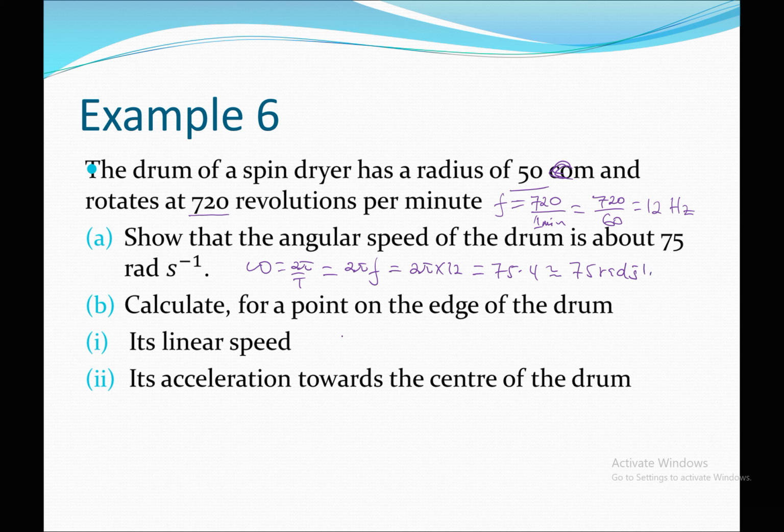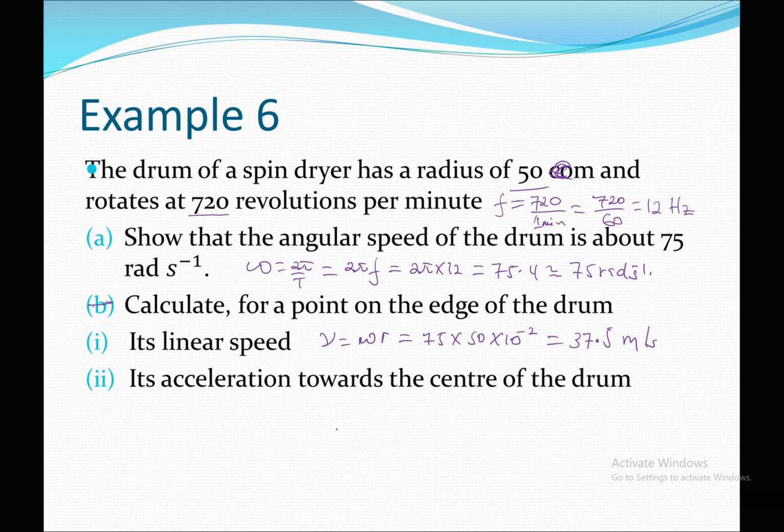Then calculate for a point on the edge of the drum its linear speed. The linear speed is v equals omega times R, which is 75 times R, where R is 50 times 10 to the power of minus 2 because it is 50 centimeters. So this is 75 times 50 times 10 to the power of minus 2, which is 37.5 meters per second.